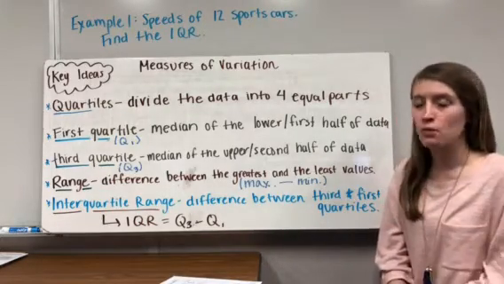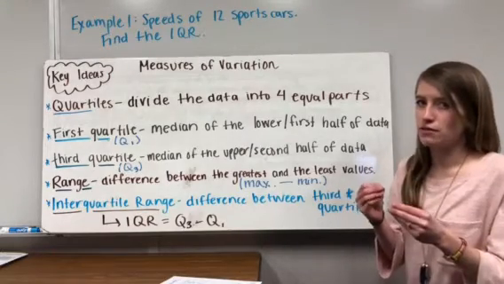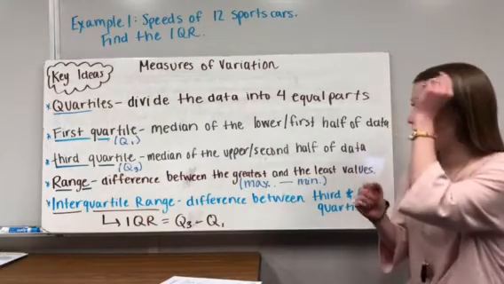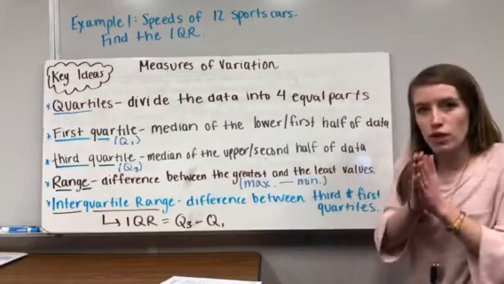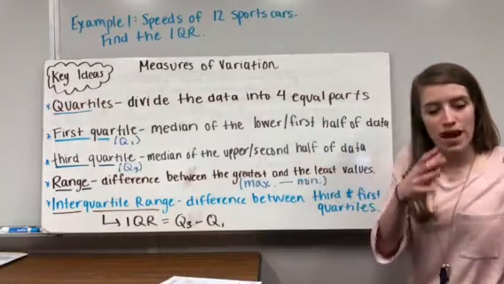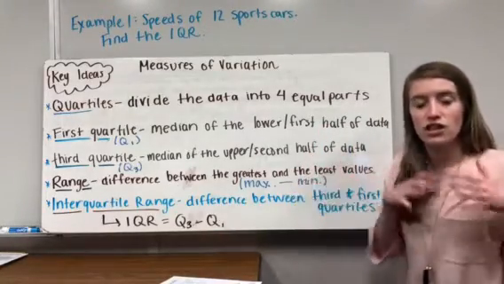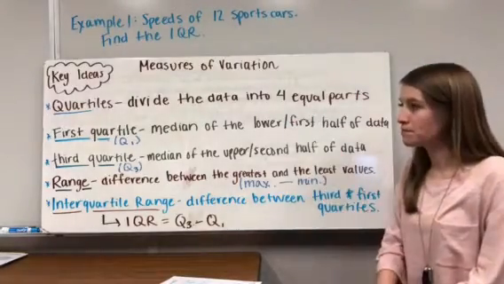The first thing we need to discuss are quartiles. Quartiles have that root just like quarters. They divide our data into 4 equal parts. Now what that means is not 4 equal lengths apart, but 4 equal parts. So in between every set of quartiles, there's an equal number of data values. That's what we mean by equal.